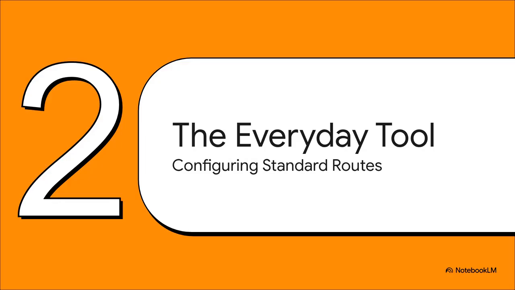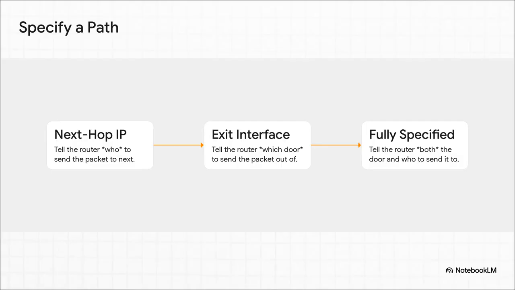Okay, so let's get into the nuts and bolts. We're going to start with the everyday tool, the most common type you'll ever configure, the standard static route. And what's interesting is that there are actually 3 different ways you can tell a router how to get a packet where it needs to go. Yeah, you can really think of it like giving different levels of directions. The first way is just telling the router who to hand the packet to next, the IP address of the next router. The second way is to tell it which door to shove the packet out of, which physical interface to use. And the third way, for when you want to be super clear, is to tell it both the door and who's on the other side. And each of these methods has a time and a place.